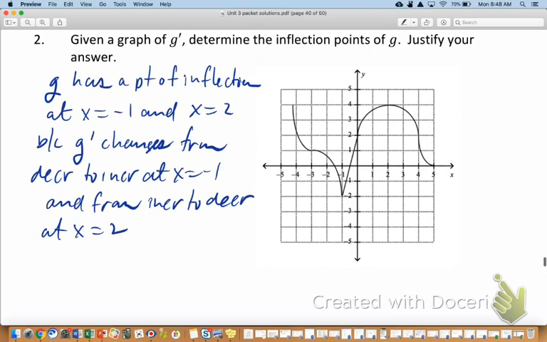I joked about my little oops with the F double prime and the G double prime. I think in that example, because there was only one function with which we were working, that's going to be okay for us.